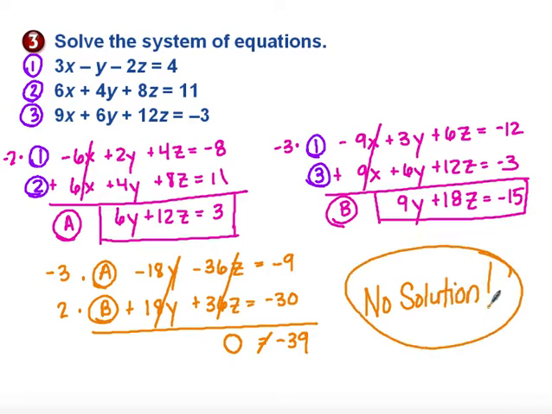Now, I would encourage you, if you get a no solution like that, to go back and make sure you didn't make any mistakes. But as soon as you get 0 is equal to a value that's not 0, you can assume that's a no solution. All right, so we're going to move on to our last example.